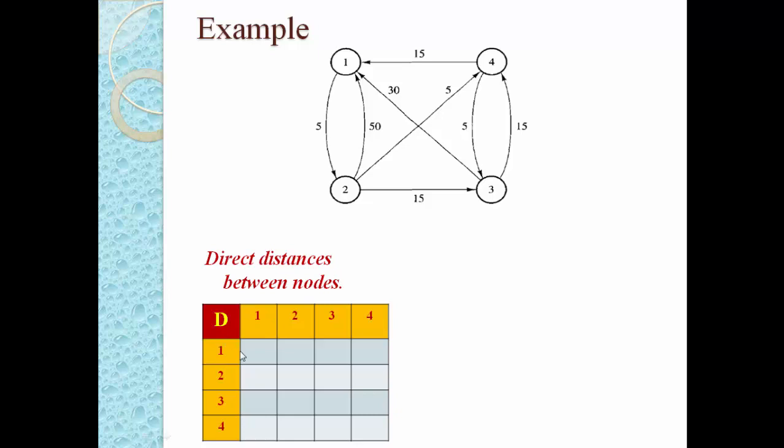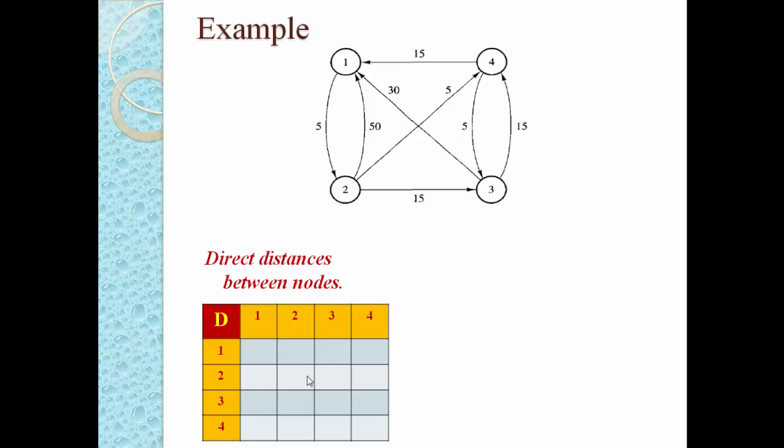So we consider rows as source nodes and columns as destination nodes. For example 1 to 1, 1 to 2, 1 to 3, 1 to 4, we store all these values in our first row. Then 2 to 1, 2 to 2, 2 to 3, 2 to 4, we store in row number 2. In this way we fill this matrix, but here we store the direct distance from one node to another node.